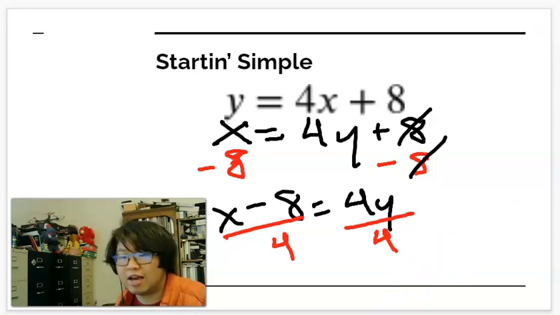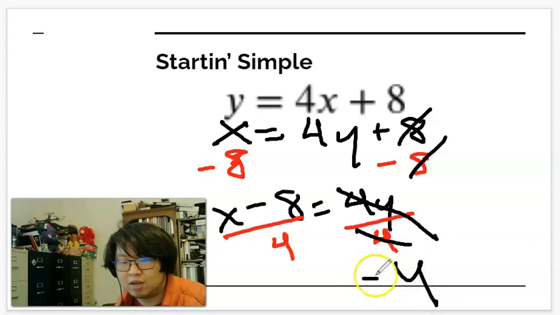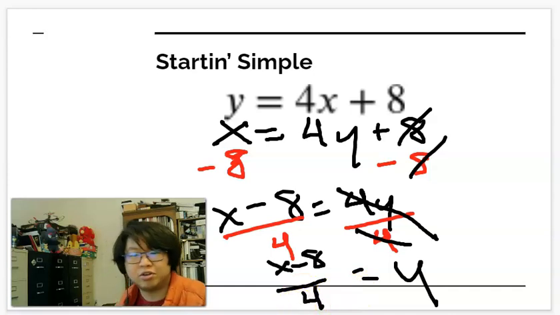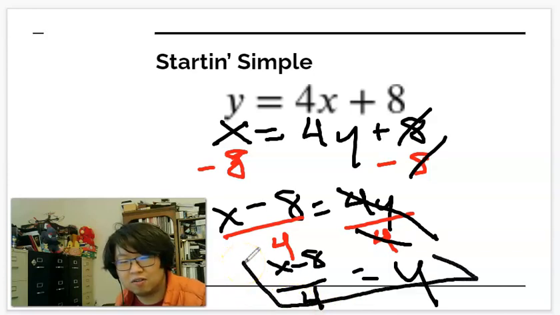Alrighty. And with that, I'm going to cancel out my 4's here. Okay. And I'm left with y equals x minus 8 over 4. You can't really simplify that here, so I'll just put x minus 8 over 4. Technically, you could split that off and turn this minus 8 over 4 into a 2, but it doesn't really matter since these are basically as simple as it gets in both ways. Okay, so this would be my inverse function.